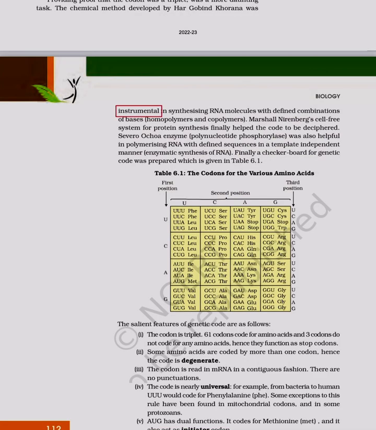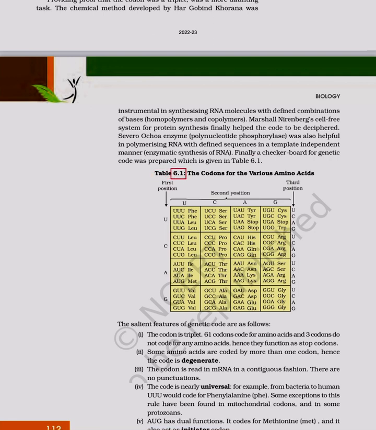Instrumental in synthesizing RNA molecules with defined combinations of bases, homopolymers and copolymers. Marshall Nirenberg's cell-free system for protein synthesis finally helped the code to be deciphered. Severo Ochoa's enzyme, polynucleotide phosphorylase, was also helpful in polymerizing RNA with defined sequences in a template-independent manner. Enzymatic synthesis of RNA. Finally, a checkerboard for the genetic code was prepared, which is given in Table 6.1.